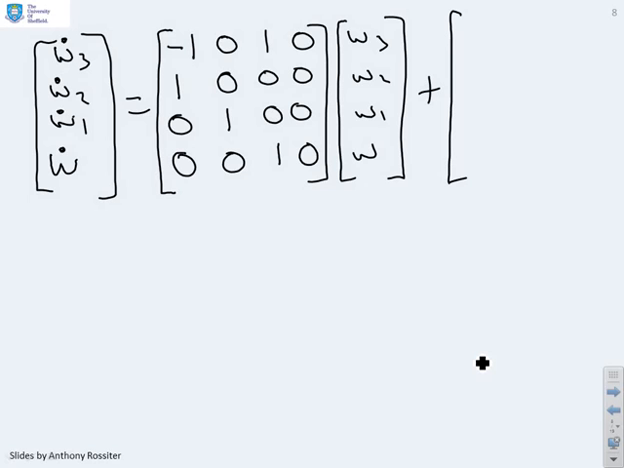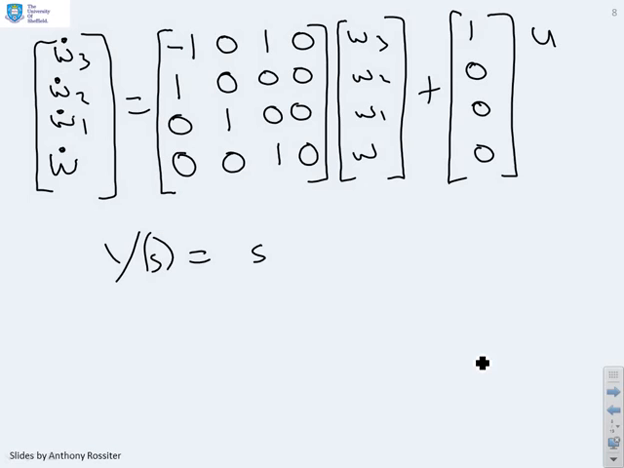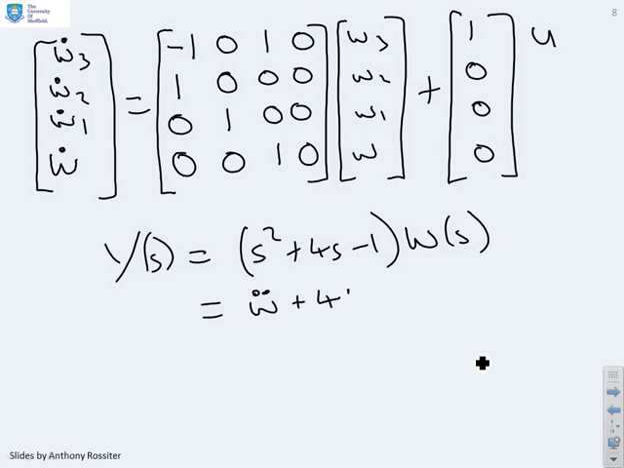And if we look at the B matrix, we had something like this. So there's my A and B matrix. And now what I need to do is remind myself of the output equation. So we had y of s equals s squared plus 4s minus 1 into w of s, or in other words, w double dot plus 4w, oh sorry, that should be an s cubed, so it's w3 dot plus 4w dot minus w.